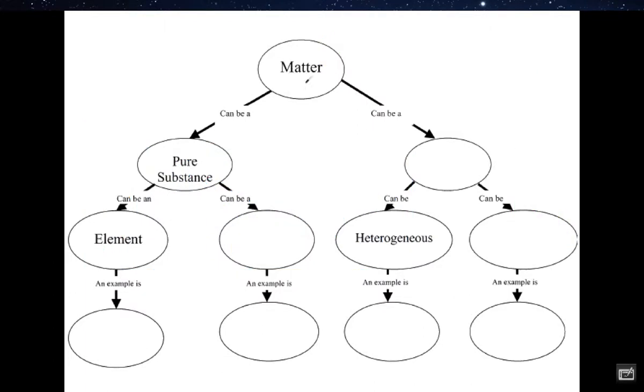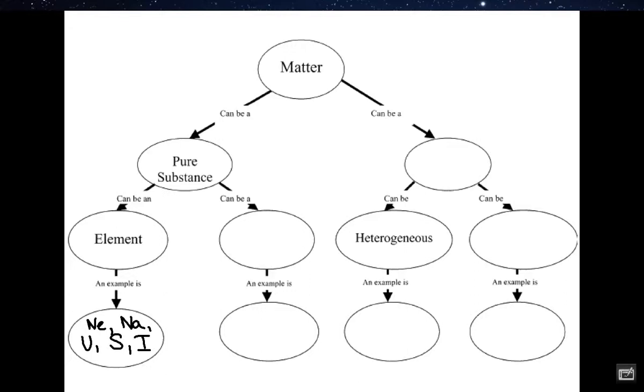Okay, so as you can see here, up at the top we have matter. And matter can actually get split into two possibilities. One of them is a pure substance, and a pure substance can be an element. So how would I give examples of elements? Well, that really includes anything off the periodic table like neon, sodium, uranium, sulfur, iodine.